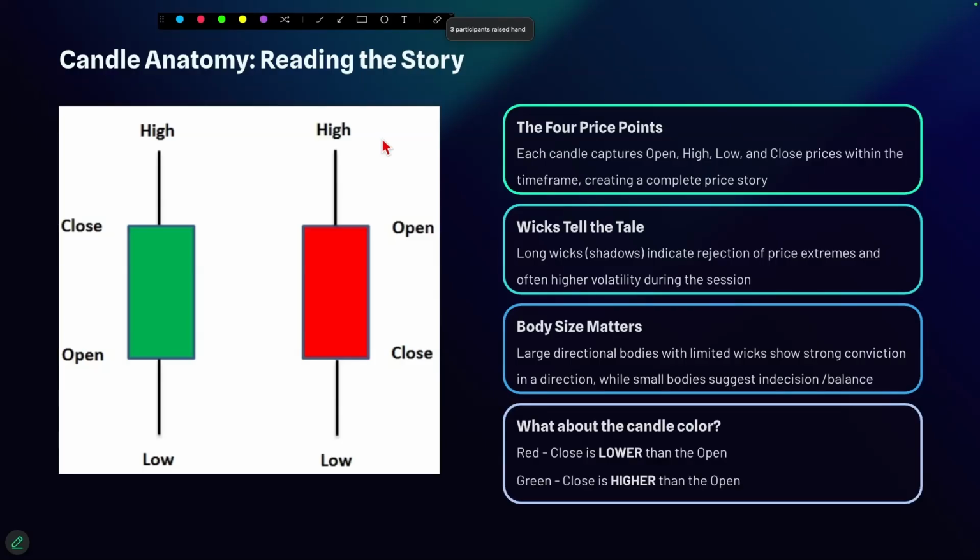What about the candle color? Candle color is pretty simple, okay? If the candle is red, that means the close is lower than the open. It's literally that simple. If it's green, that means the close is higher than the open. So nothing more to read in there.